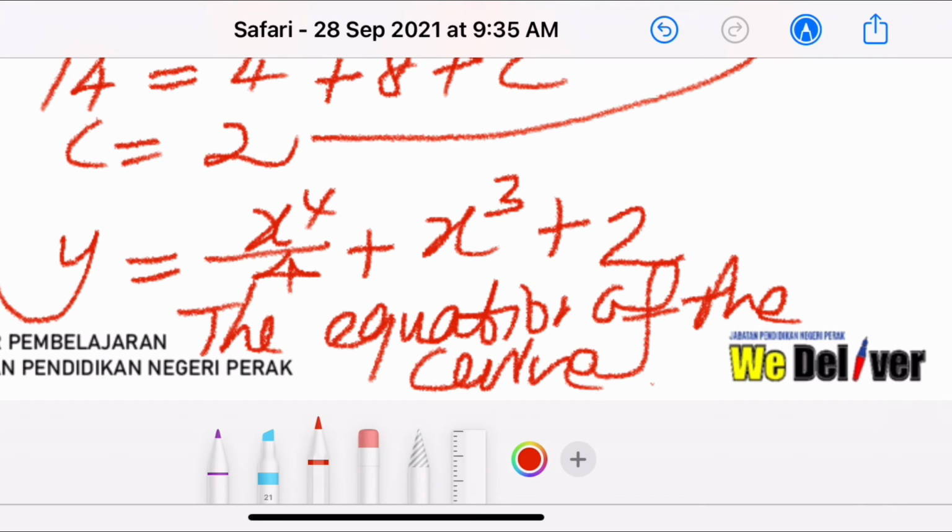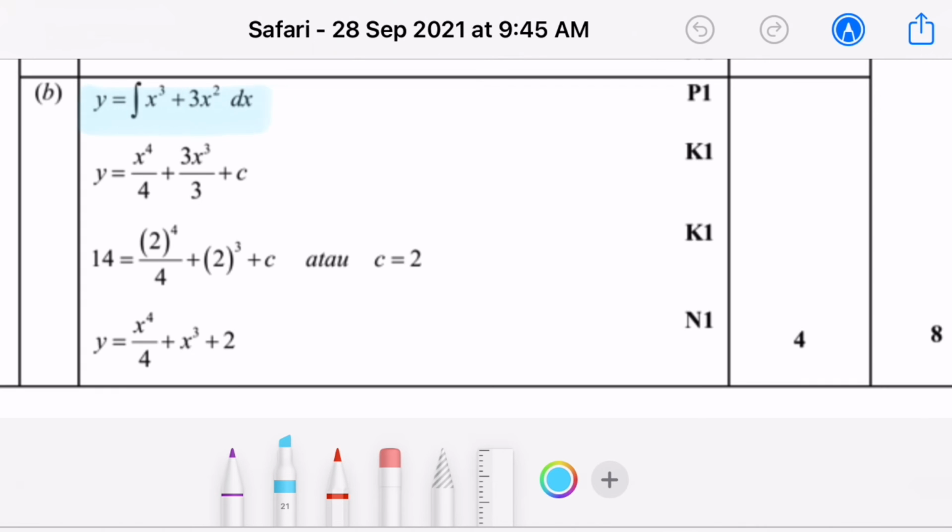That's all my sharing about the equation of the curve. The marking for the steps: if you integrate with a c, you get 1 mark. You make sure you write y. Many students will forget to write y. It's a must to write y here. And then after that, you have to substitute to find the c. You get 1 mark. And finally, your answer must have y as the subject, with the c found with the value, right? Y is very important.